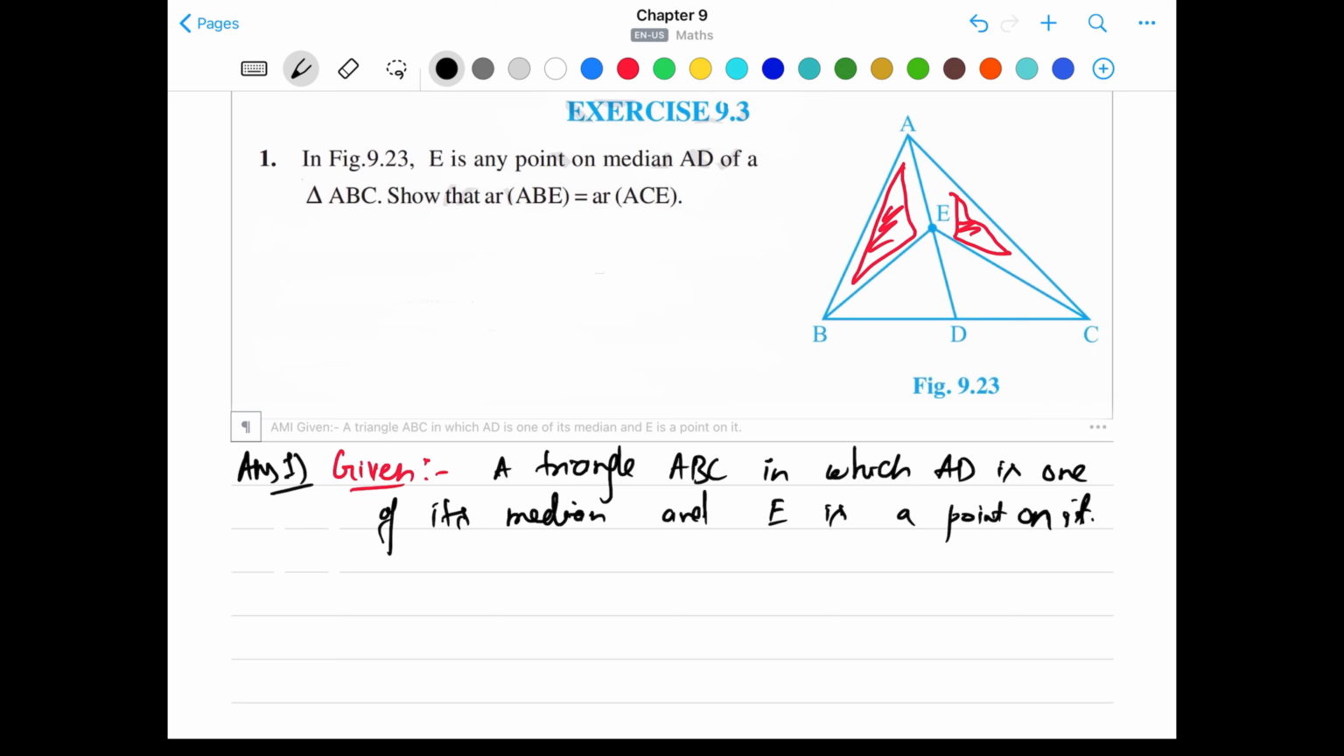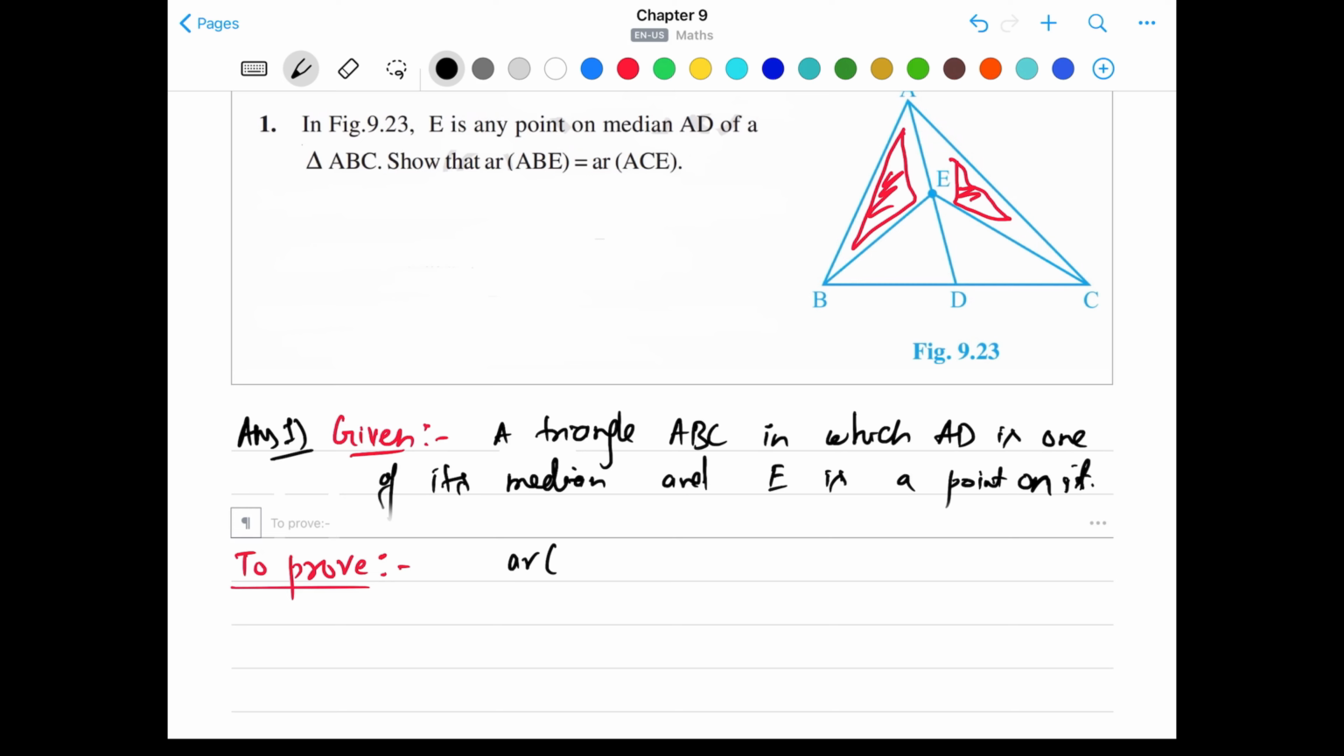We have to prove that the area of triangle ABE is equal to the area of triangle ACE. That area of triangle ABE is equal to area of triangle ACE. This is what we have to prove. Okay, so now let's start this proof.